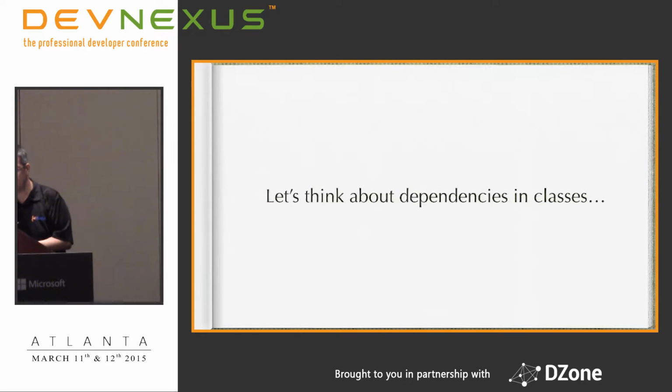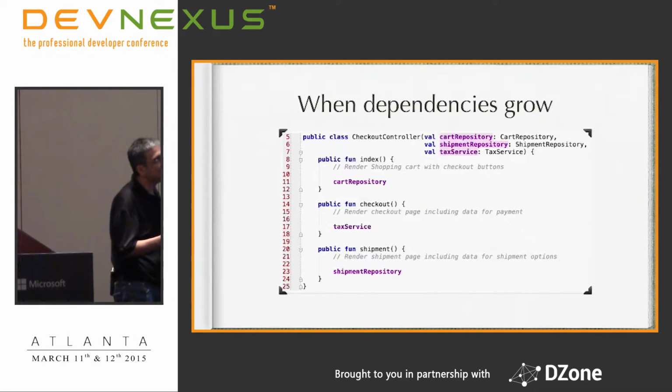Now let's think about those dependencies in these classes. Tell me, is this a scenario that you've ever encountered? If you've done any web development, MVC, any type of web framework, you've had this concept of an MVC controller where I have, for example, a checkout controller. And I have a checkout controller, and I have a bunch of different methods on that, and then I'm passing in a bunch of different dependencies on that checkout controller.